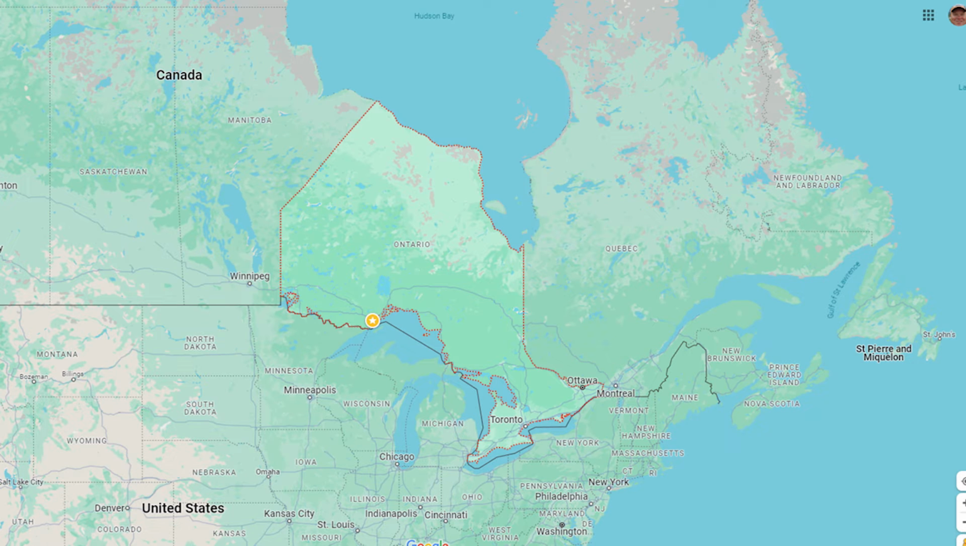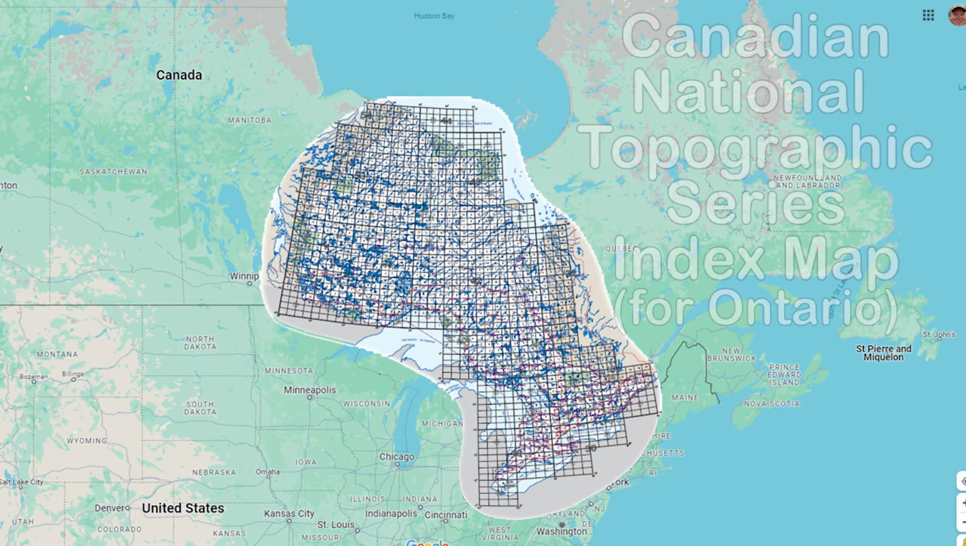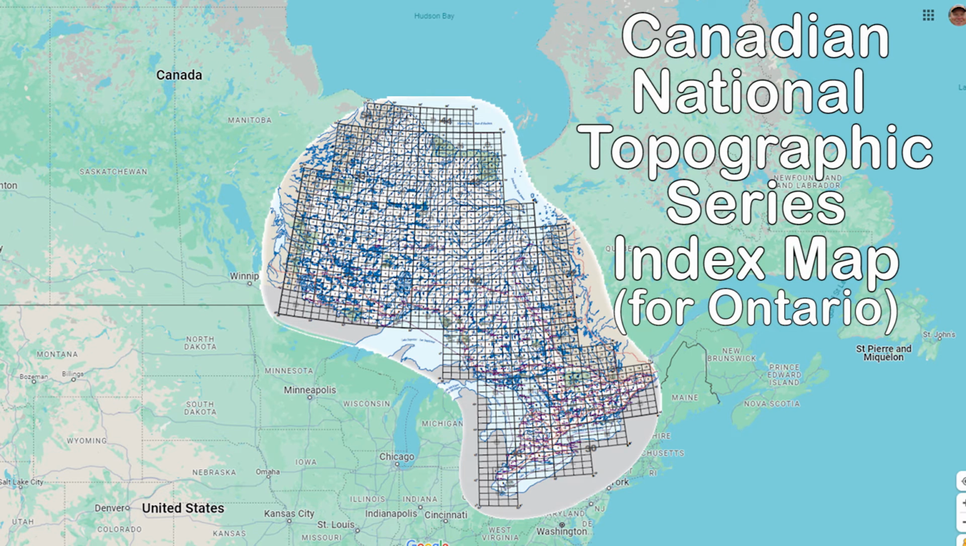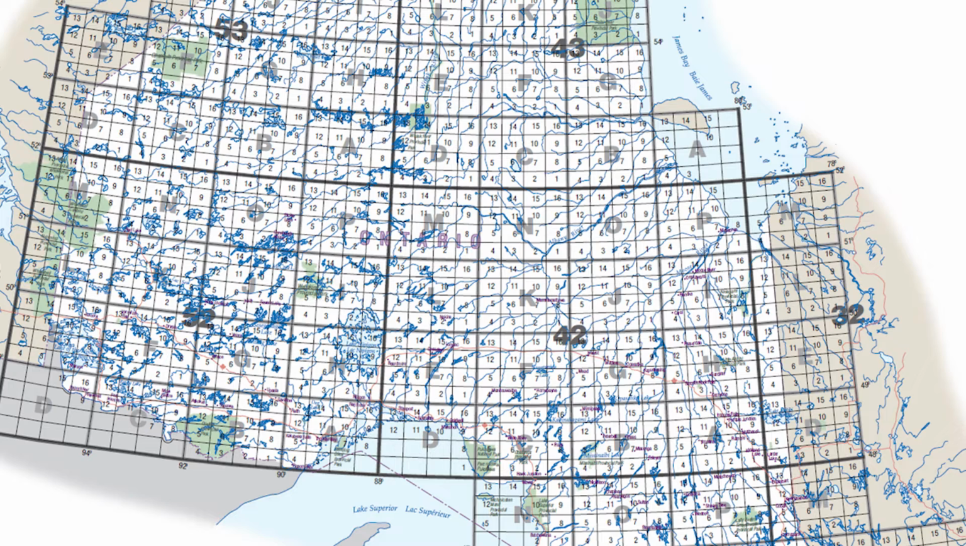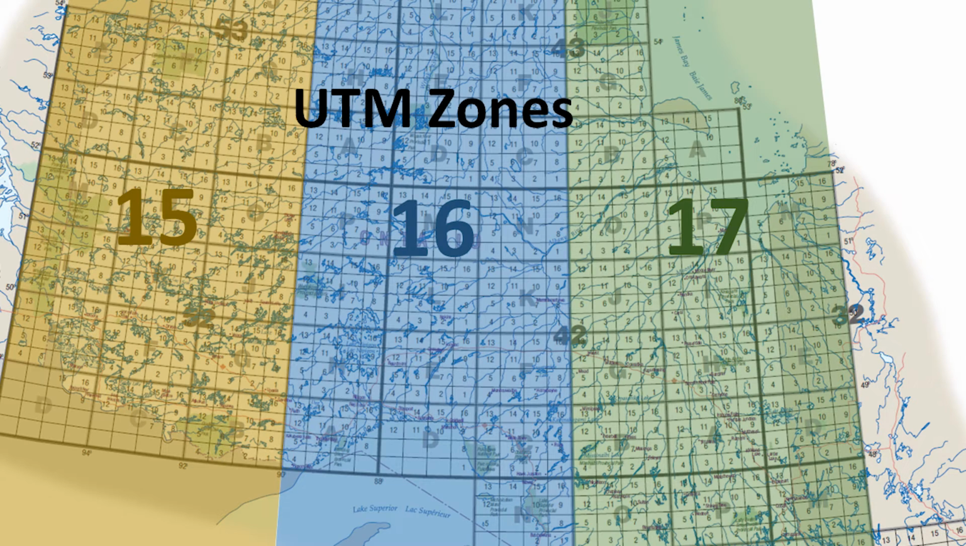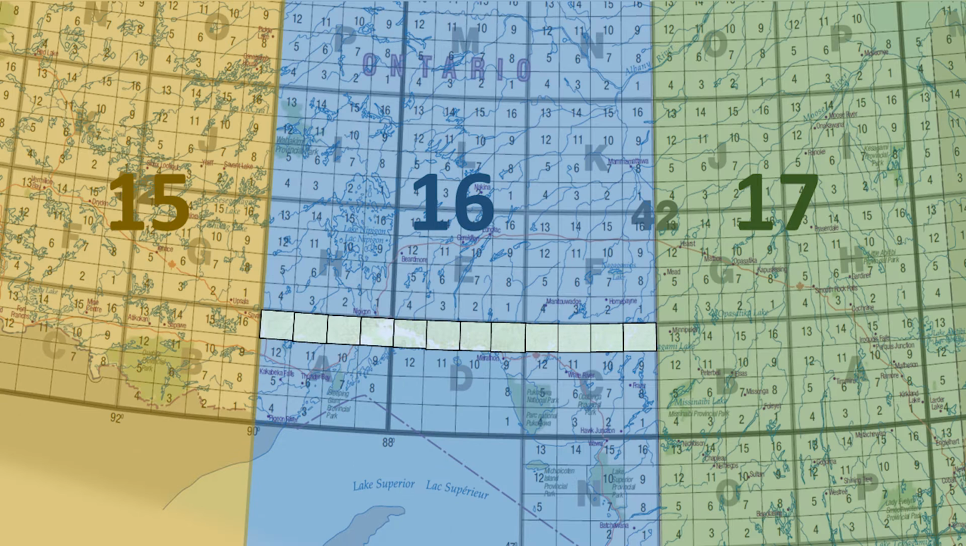I live in the province of Ontario in Canada, and I'm going to overlay the National Topographic Series index maps. This is the index map that you use for ordering individual topographic maps. And now I'm going to zoom in to northern Ontario, and you'll see that across Northern Ontario, there's 3 different UTM zones, 15, 16, and 17. And for one strip across Zone 16, I've downloaded all of the topographic maps that stretch across that zone.